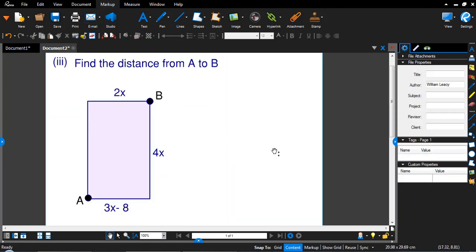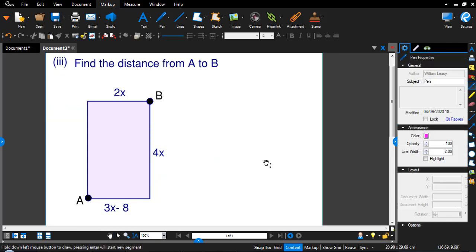Here's the next one. Find the distance from A to B. So we have to find this distance, right? How on earth are you going to do that? You might see that and you're like, well, how can we get a number from that? Well, we did this in class today with the boys, so we know the top line and the bottom line are the same length.